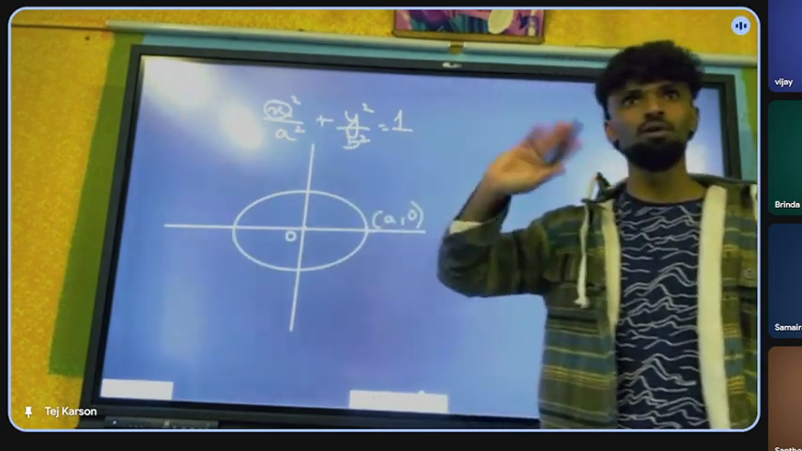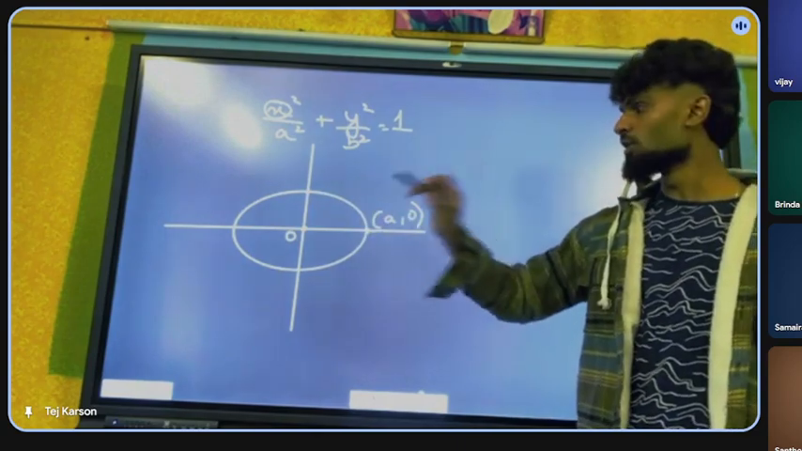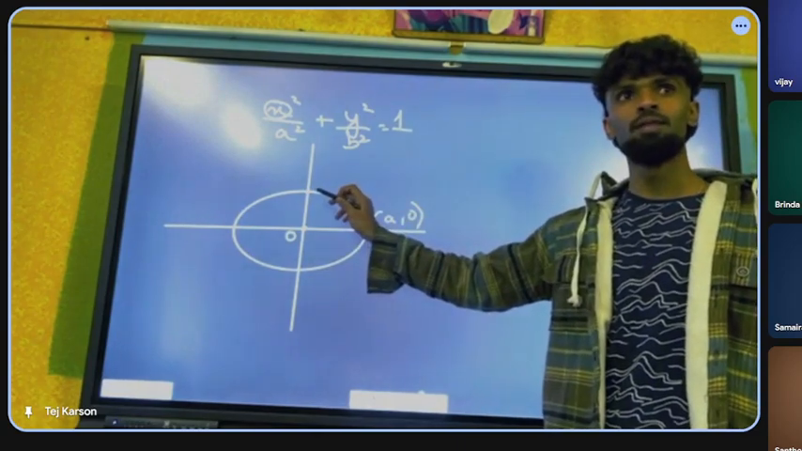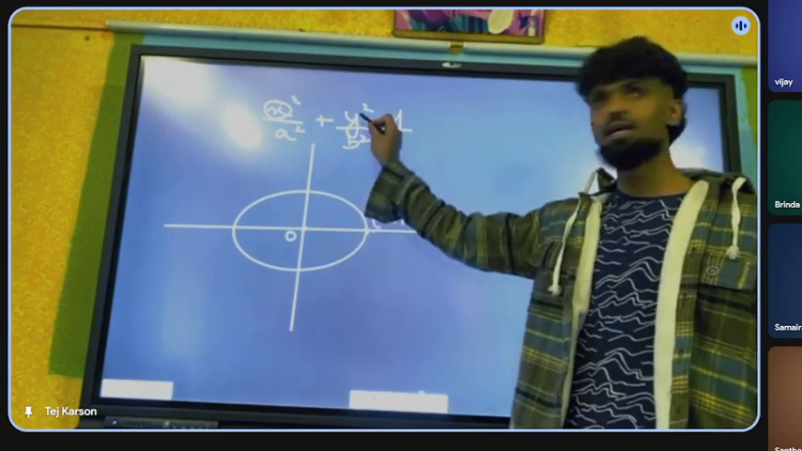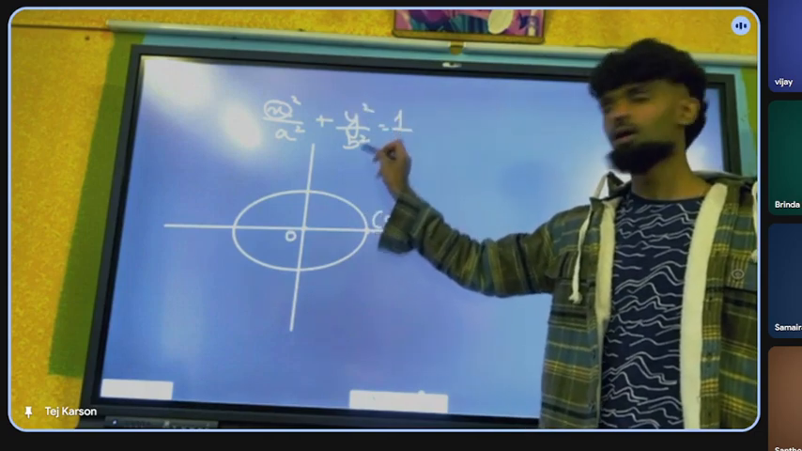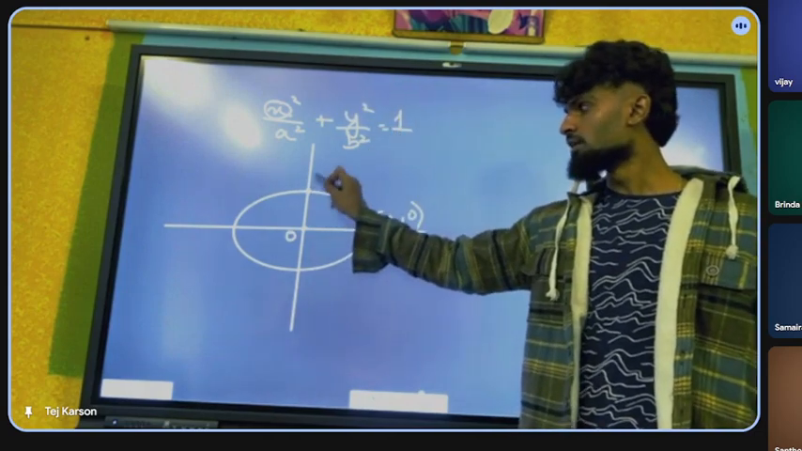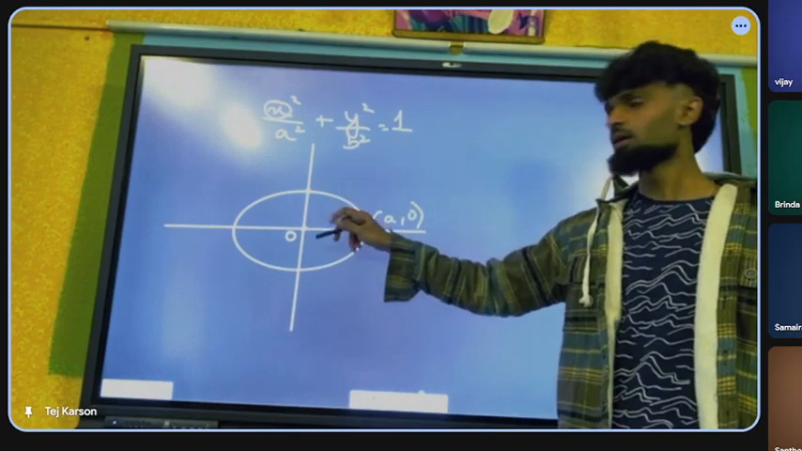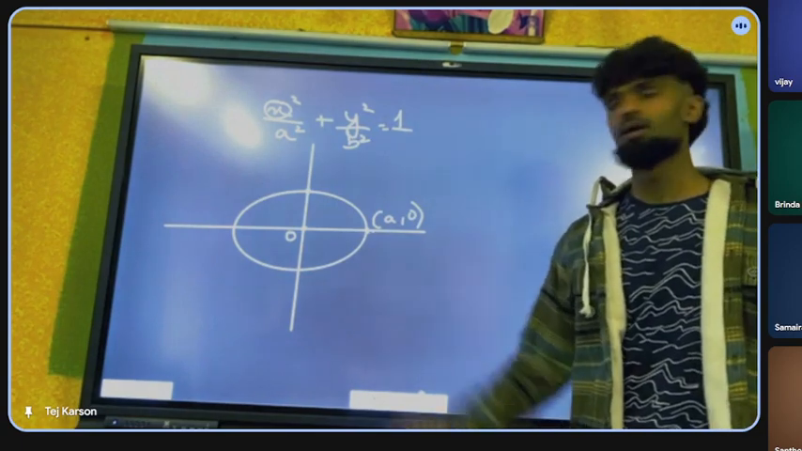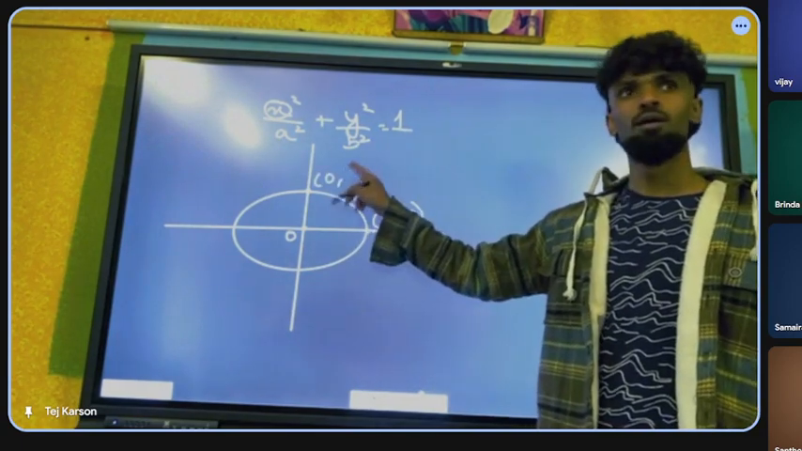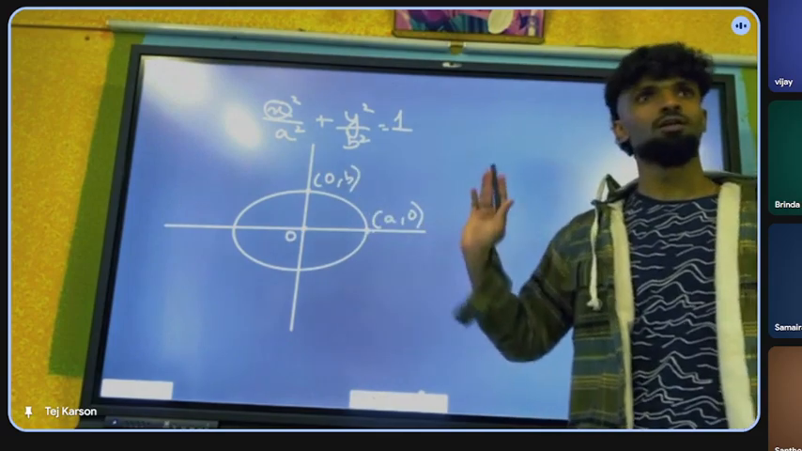Put that in mind, but don't write it because I am fighting for a quadrant. Careful. We are solving an ellipse or a circle? Ellipse. It won't be the same. This is A. Under Y, what is there? B. So on top of this, B gets involved. But what axis is that? Y axis. Any point on the Y axis will be 0 comma what? B. That's all. That's the change.